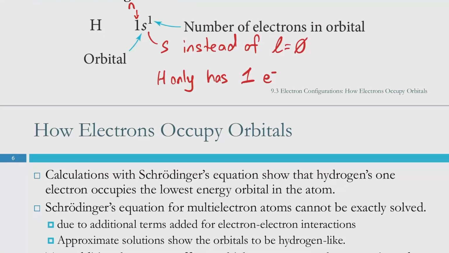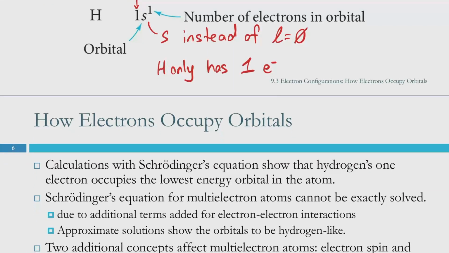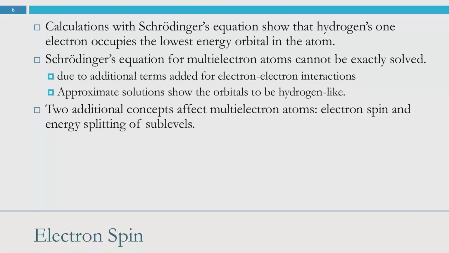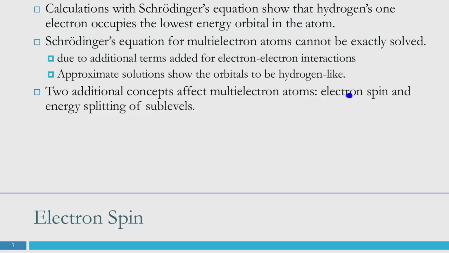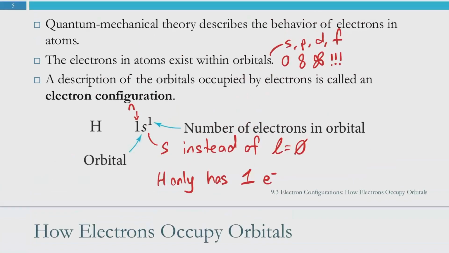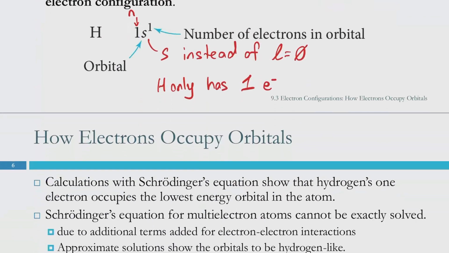If you do calculations with Schrodinger's equation, it will show that the hydrogen's 1 electron occupies the lowest energy orbital in the atom, which is going to be the 1s. For multi-electron atoms, you can't solve it because there's a lot of extra stuff that goes on. Some of those things being electron spin and energy splitting for sublevels. So the sublevels being these s, p, d, and f subshells. Subshells are sublevels.